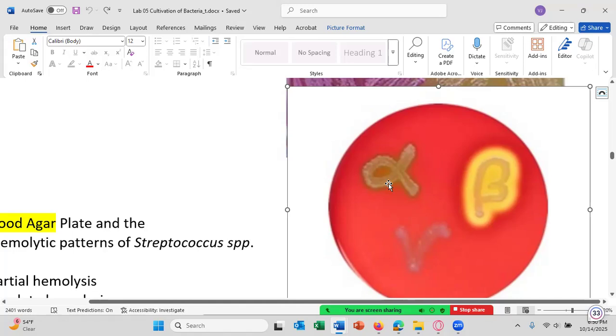Any questions about the three different hemolytic activities or why blood agar is differential?